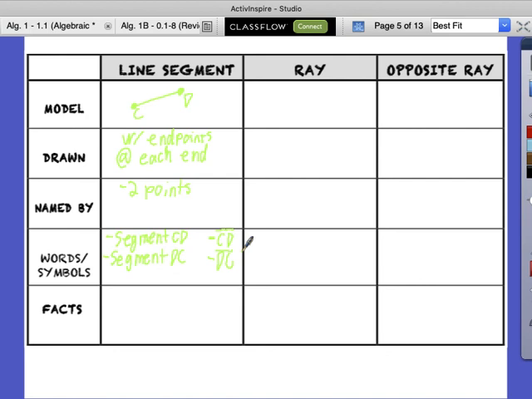A fact we know about this, and we only know one, is that it contains all the points between the endpoints. So this line segment would go from C to D, and it contains every single point between them, which is infinitely many.